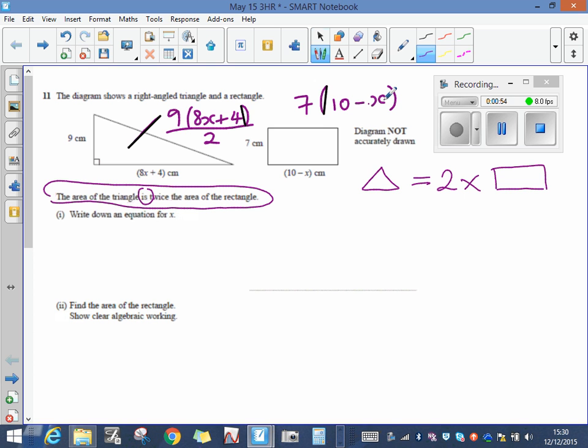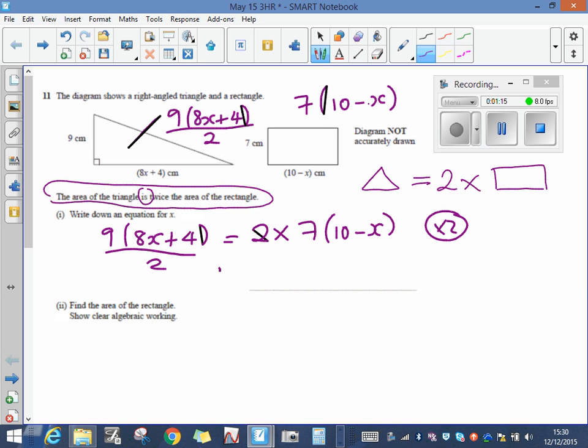Now, what we've actually got here then is the fact that the triangle, well, that's 9 times (8x + 4) divided by 2, is the same as 2 lots of 7 times (10 - x). And if we rewrite that, we can multiply both sides by 2. So on the left hand side we've got 9 times (8x + 4), and that's going to equal on the right hand side, well, 2 times 2 times 7, that's 4 times 7, that's 28 times (10 - x). So I can leave it there for now. To find the area of the rectangle, I'm going to solve this equation.